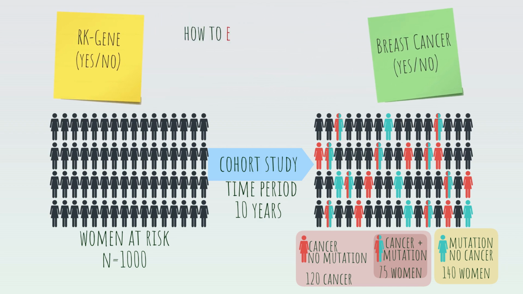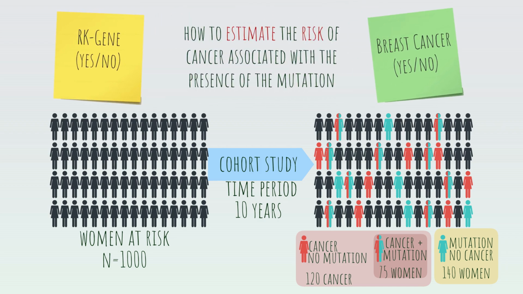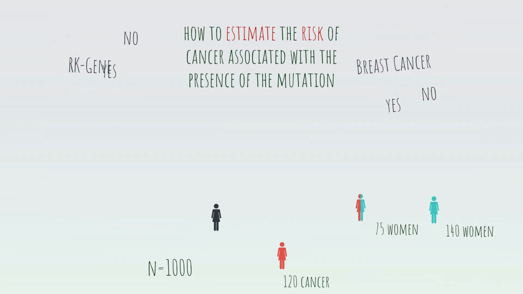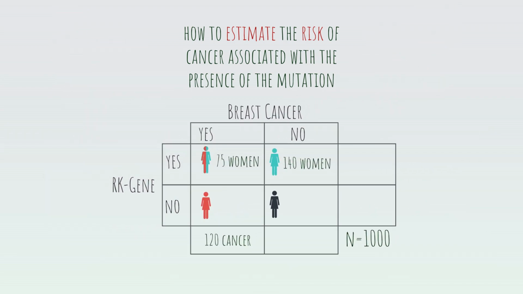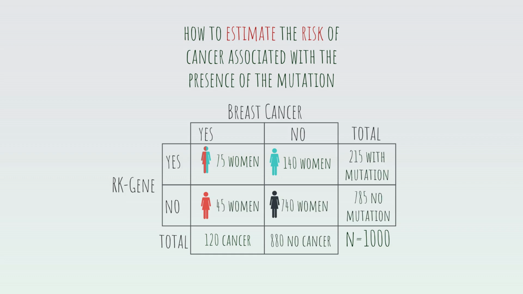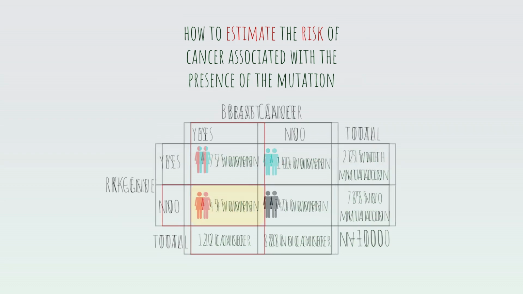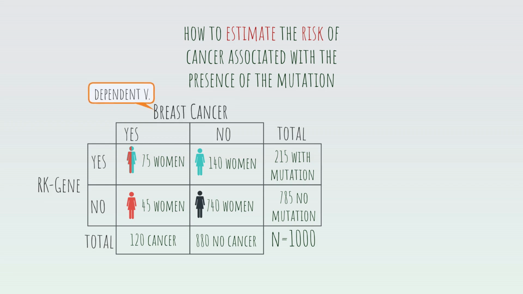Now let's explore how to estimate the risk of cancer associated with the presence of the mutation. We can organize these values into a 2x2 table. This allows us to calculate the remaining values. For instance, among the women with breast cancer, 45 did not have the mutation. It's important to note that breast cancer is our dependent variable, while the mutation serves as the independent variable.